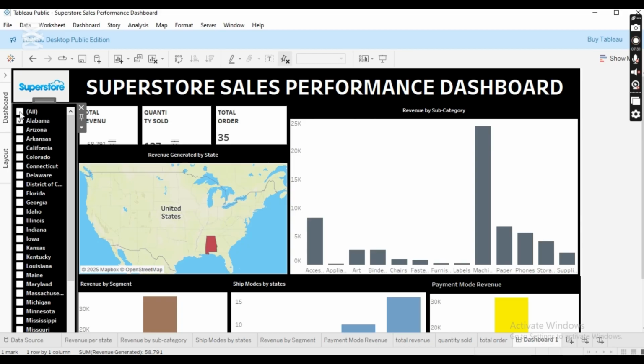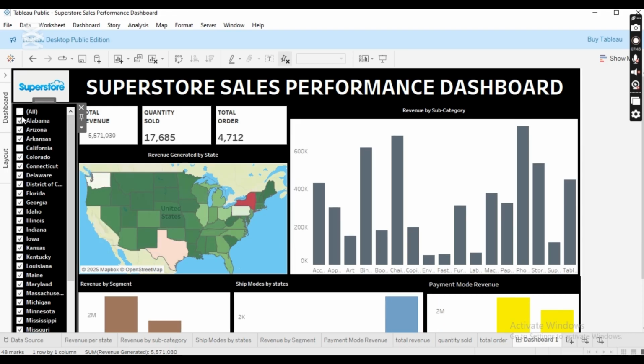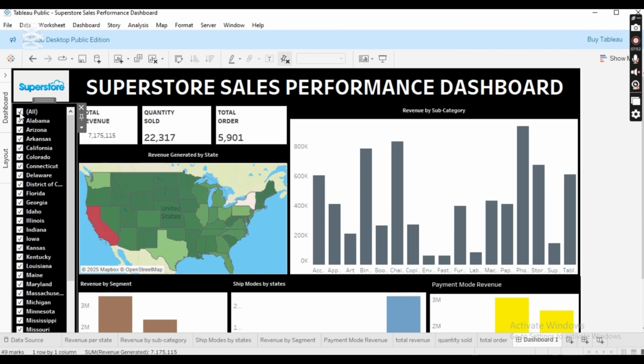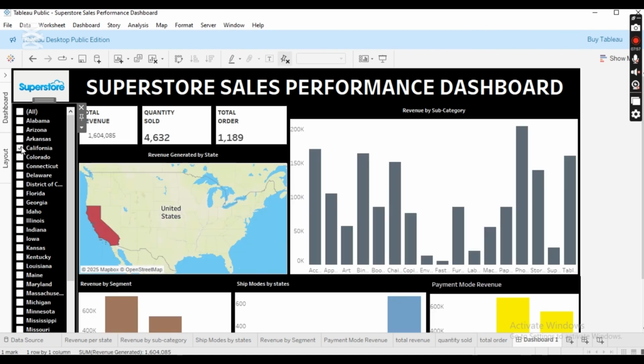Okay, so now this is what we want to find out. Let's look at California. See, California has the highest revenue generated. Let's just click to see how the revenues were generated in California. Let's look at it briefly. So this is California generating up to 1.6 million.